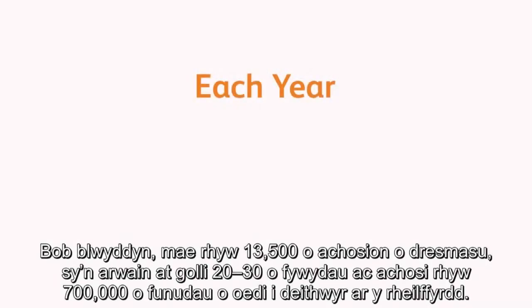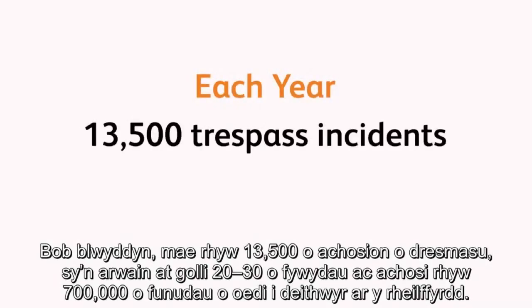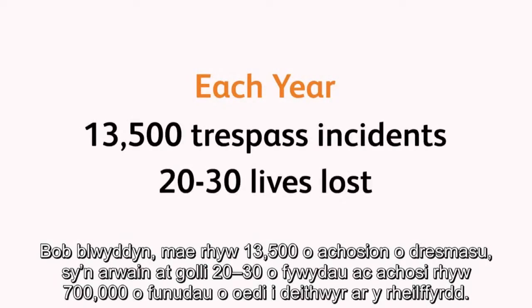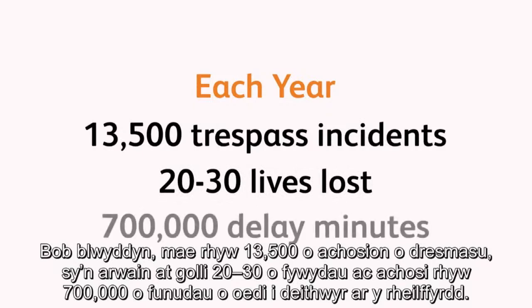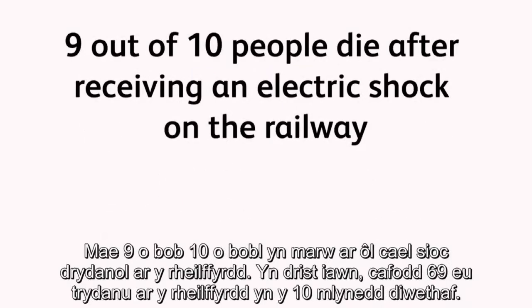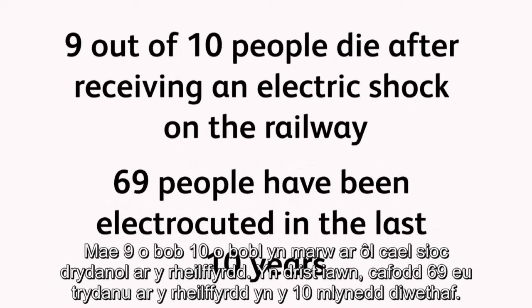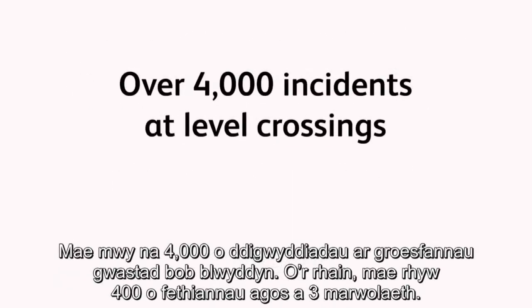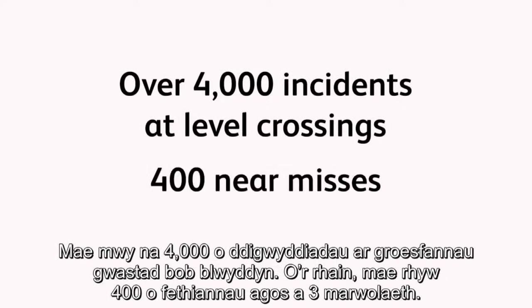Each year, there are around 13,500 trespass incidents, resulting in the loss of 20 to 30 lives and inflicting around 700,000 delay minutes on rail passengers. 9 out of 10 people die after receiving an electric shock on the railways. Tragically, 69 have been electrocuted on the railway in the last 10 years. There are over 4,000 incidents at level crossings every year. Of these, there are around 400 near misses and 3 fatalities.